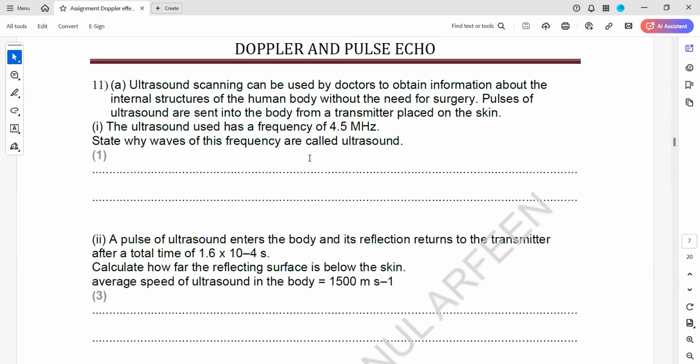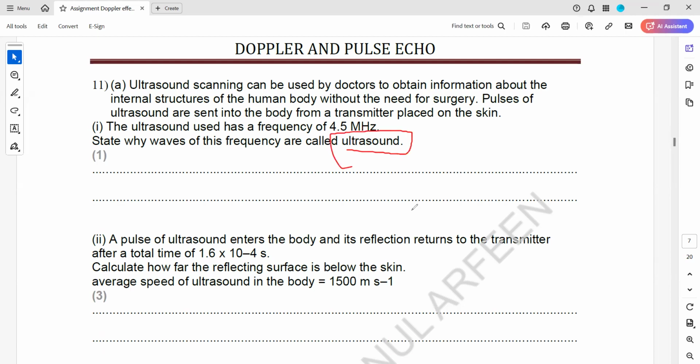In question 11, the last one for discussion, ultrasound scanning can be used by doctors to obtain information about the internal structure of a human body without the need for surgery. Pulses of ultrasound are sent into a body from a transmitter placed on the skin. The ultrasound has a frequency of 4.5 megahertz. Suggest why waves of high frequency are called ultrasound.